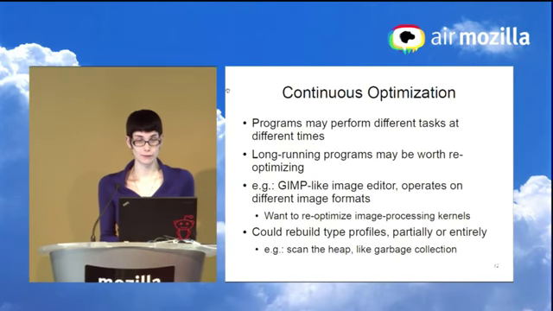An interesting possibility for future work with this is the idea of continuous optimizations. So programs may perform different tasks at different times, and long-running programs might be worth re-optimizing later on. For example, if you have someone working in some image editor program, and they operate on different image formats, then maybe you want to re-optimize your kernels, your operations on the image, depending on the image format that you're working with. And so you would like to maybe forget some previous type information, maybe rebuild your type profile, either partially or entirely. And there could be a variety of ways of doing this.